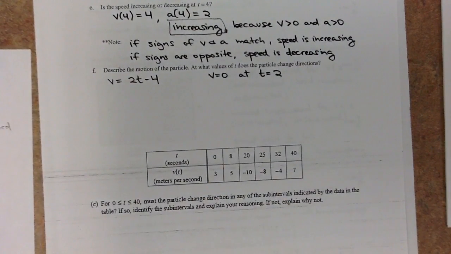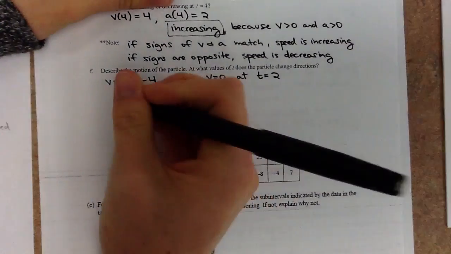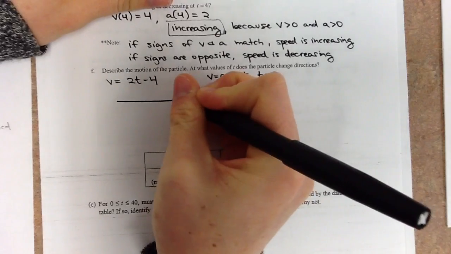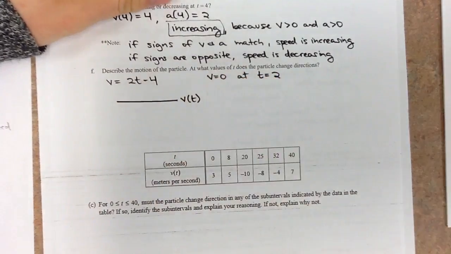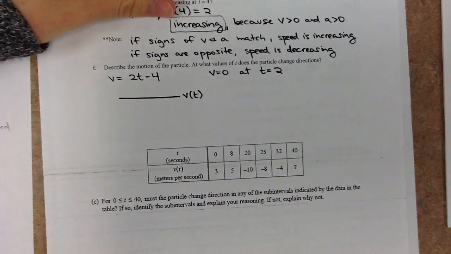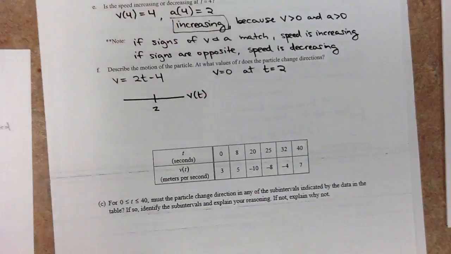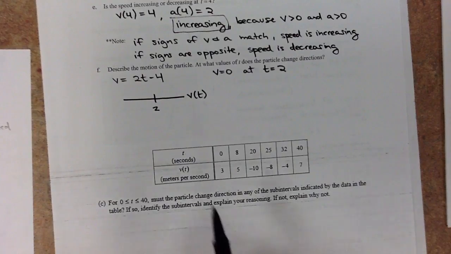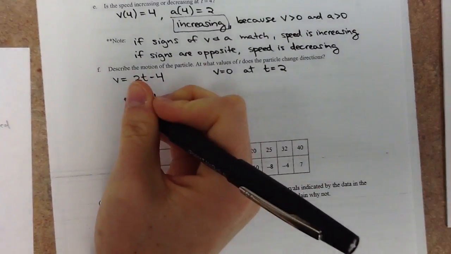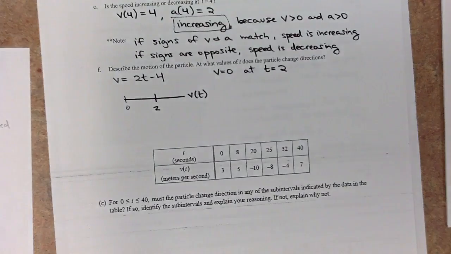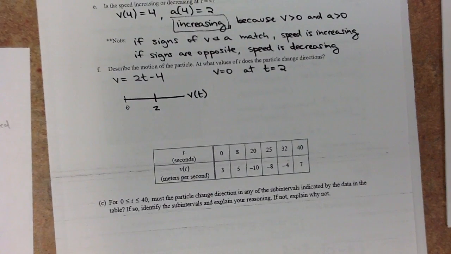So one big part of these particle motion problems is setting up sign charts. We've talked about sign charts before, so this sign chart is going to represent the velocity. It's going to tell us the sign, whether positive or negative, of the velocity. And we put 2 right in the middle because we know that that's when the velocity is 0. Keep in mind that I have this natural boundary of 0. They told me that my time is always going to be greater than or equal to 0.